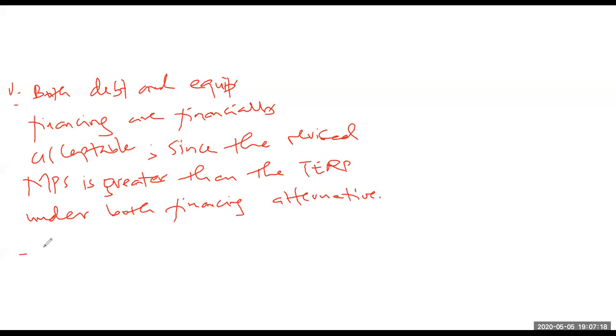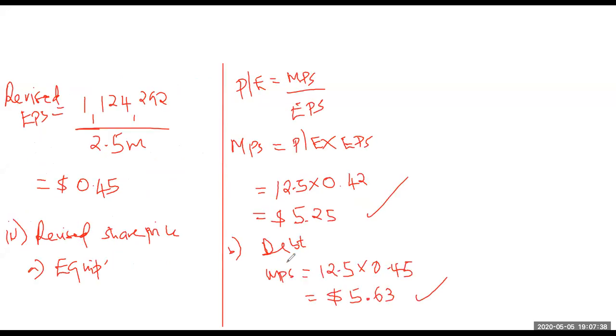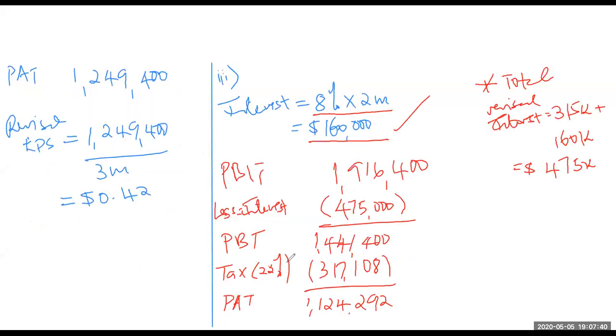The second argument was on the earnings per share. To calculate the current earnings per share, it will be the earnings, 1 million, divided by the number of shares, 2.5 million, to give us 0.4. So you can argue based on earnings per share. If the company was to finance using equity, the earnings per share we got was 0.42.